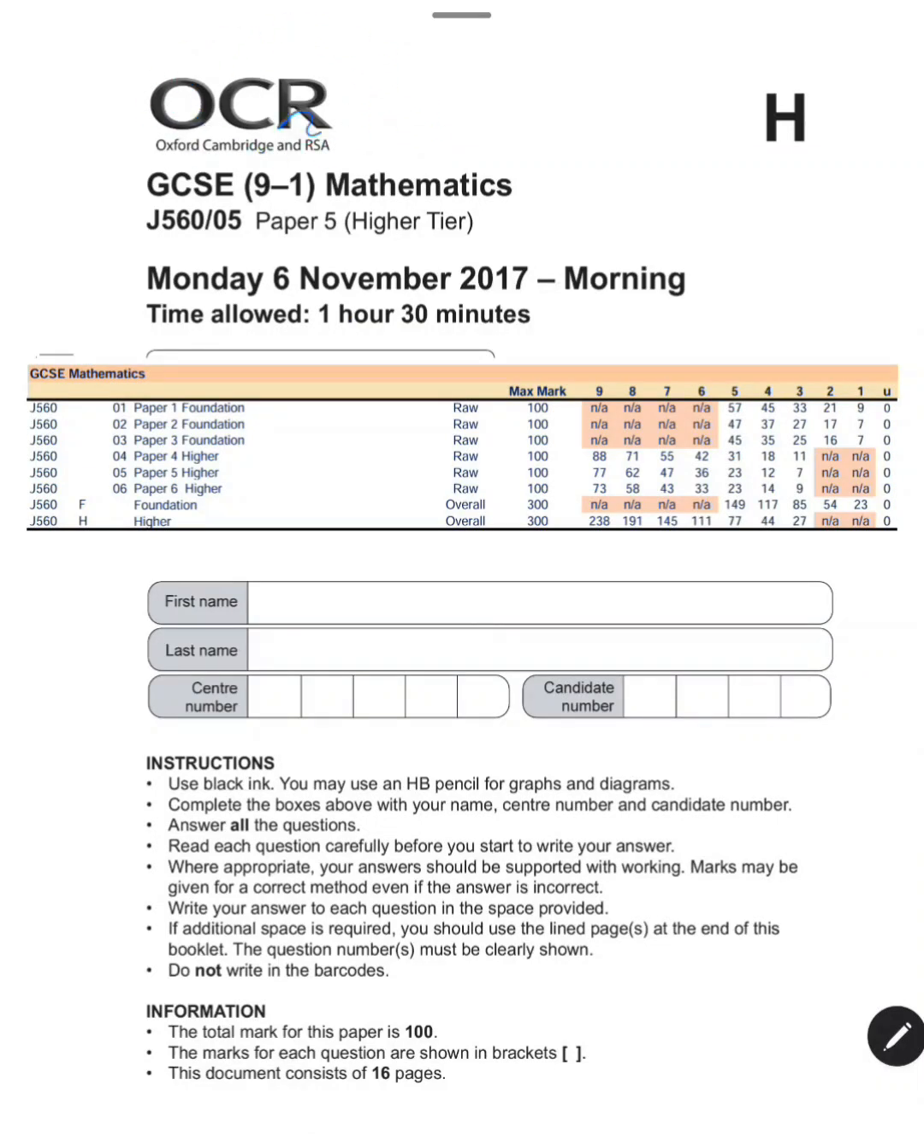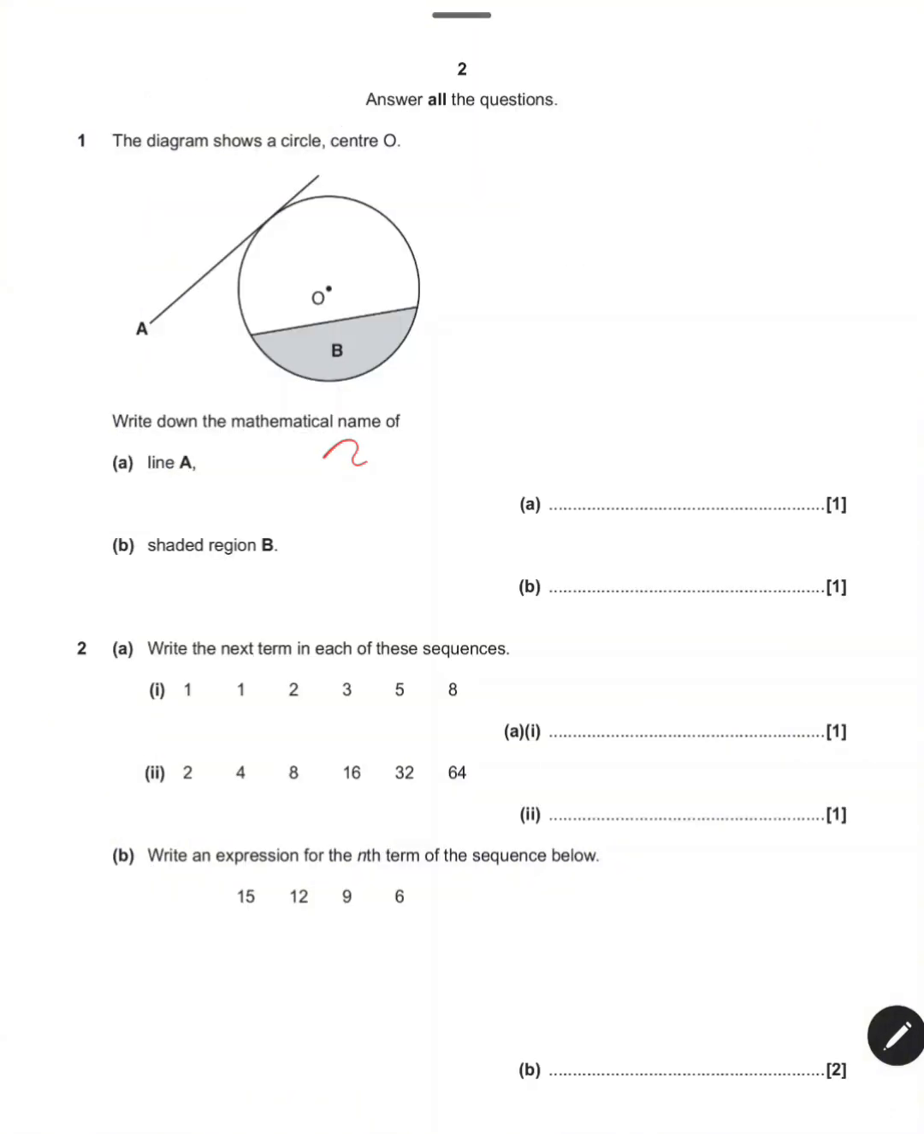Right, so this is OCR's paper 5 from November 17. It's the non-calculator paper, and you'll see we need 12 marks for a grade 4, 23 marks for a 5, and so on. So question 1, we're just looking for parts of a circle, and the first part is line A, which is this line.